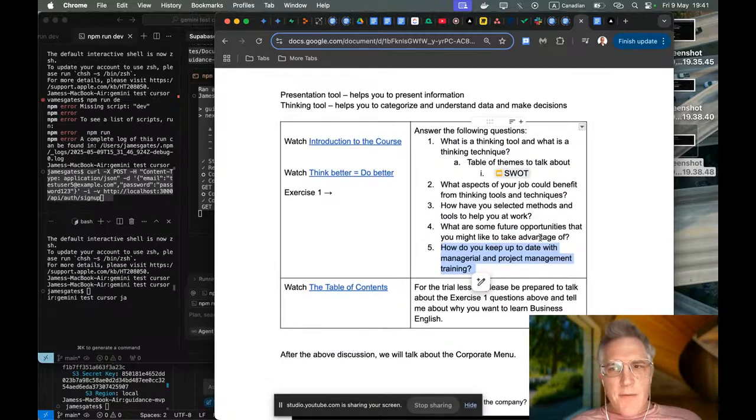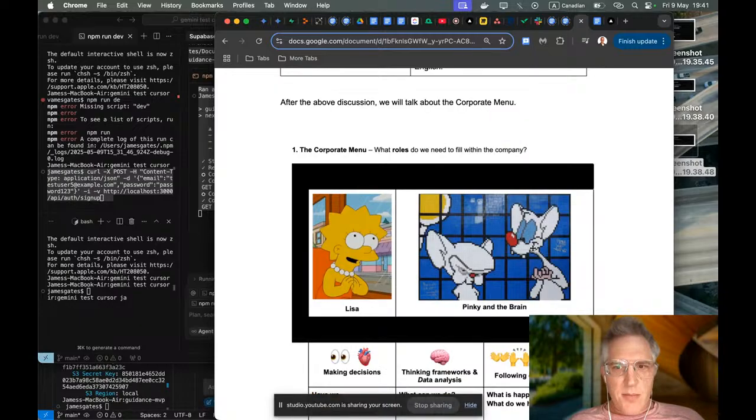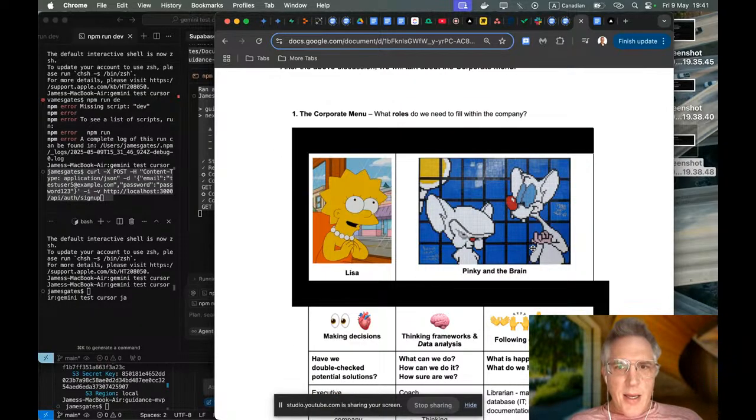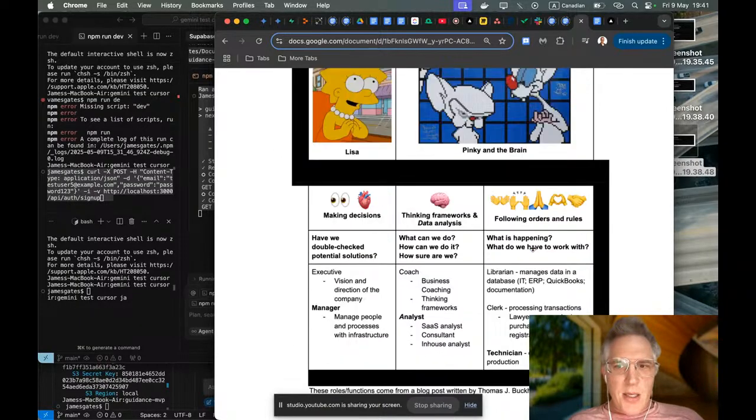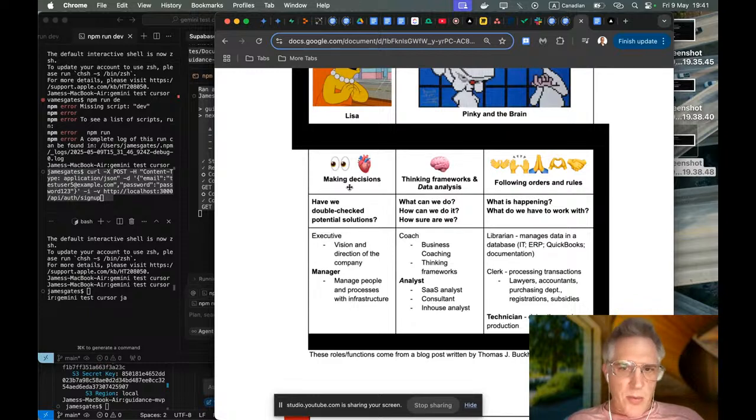Anyways, I'm trying to explain the first steps that people make when I start talking to them. The first thing that I want them to understand is something about a corporate menu: that every single company is based on these three roles. You have people who make decisions. You have people that are basing their decision making processes on thinking frameworks and data analysis. And then you have those thinking frameworks and data analysis basing their thinking on what's actually happening in the business.